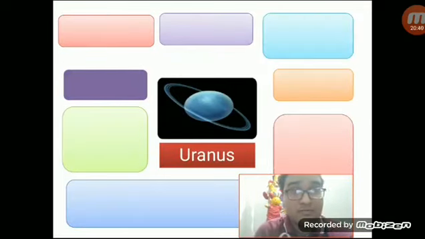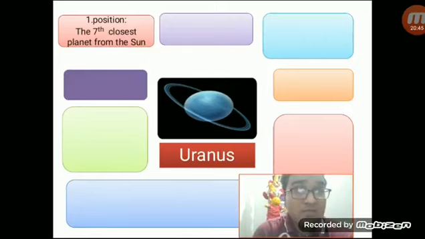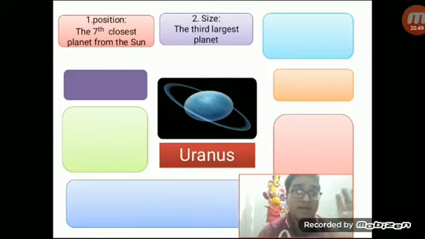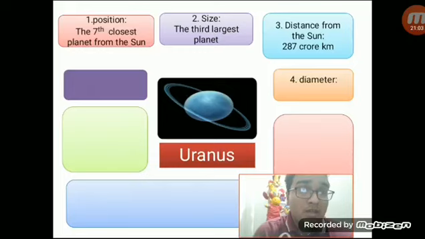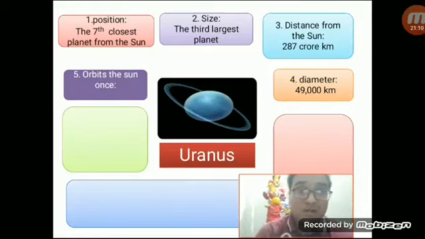Okay, first of all, position. It is the seventh closest planet from the sun. Then size, the third largest planet. Okay, so this is the third largest planet of the solar system. Then distance from the sun, it is situated 287 crore kilometer away from the sun. Then diameter, its diameter is 49,000 kilometer. To orbit the sun once, it needs 84 years.